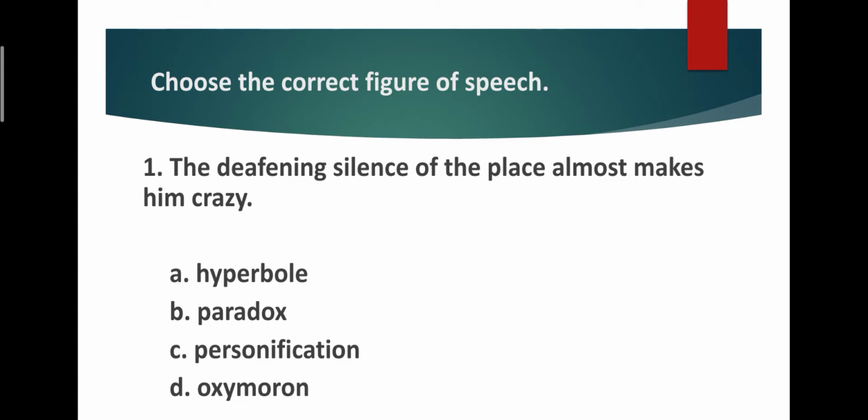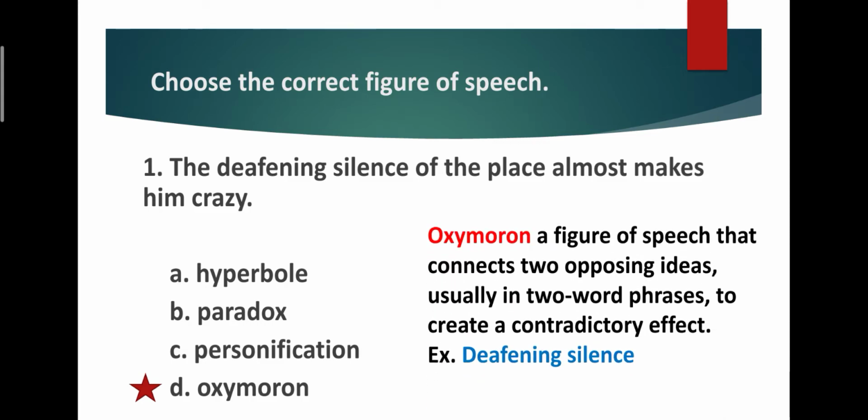Okay, what is this? The deafening silence of the place almost makes him crazy. This is an example of oxymoron. Why is that an oxymoron? An oxymoron is a figure of speech that connects two opposing ideas, usually in two-word phrases, to create a contradictory effect. Unsa may iyang contradictory effect?